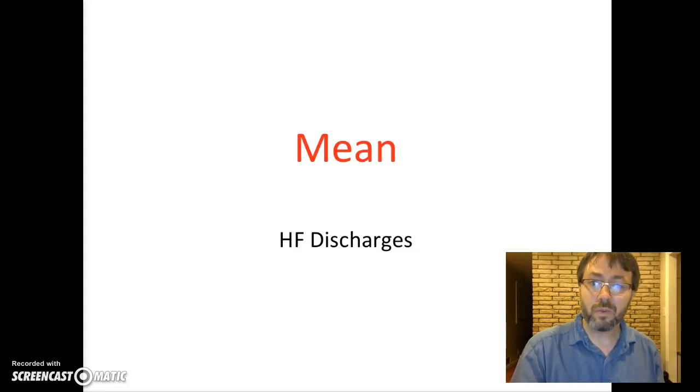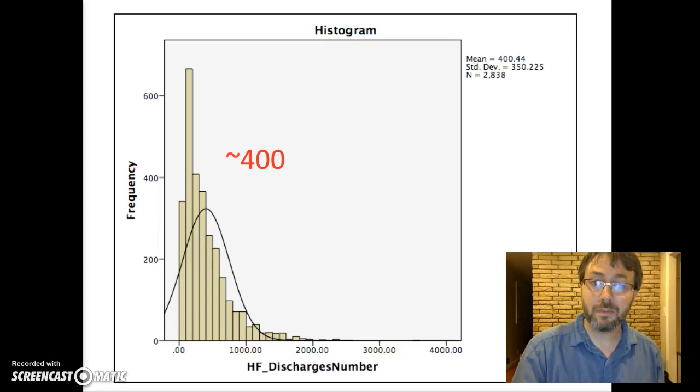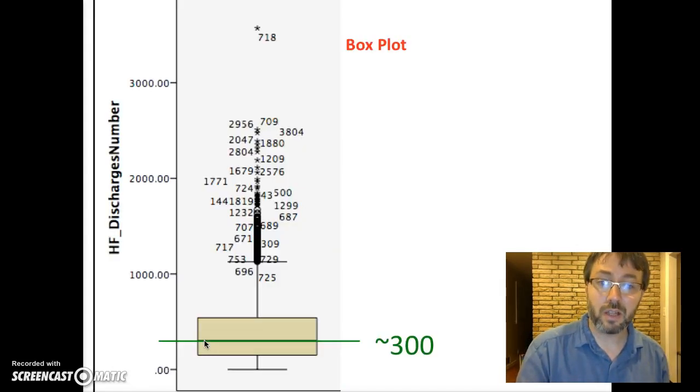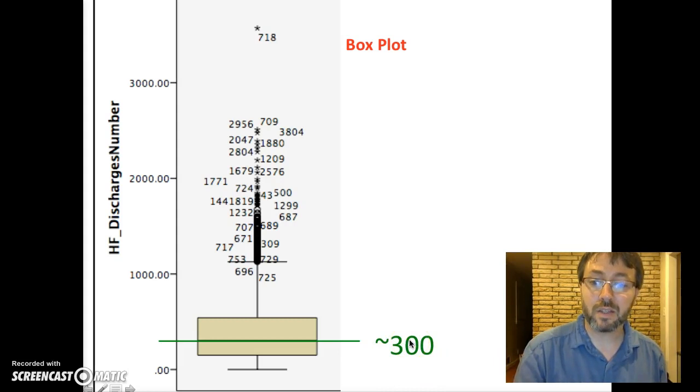By way of review, we've discussed how mean can be used to look at data. We looked at the total number of hospital discharges and saw that the mean is somewhere right around 400, and I've graphed that here on this histogram for you to see. And we've looked also at median as a measure of central tendency, and we did that on these data using a box plot, and we found that the median value, or the 50th percentile, the middle number in our data set, is 300.